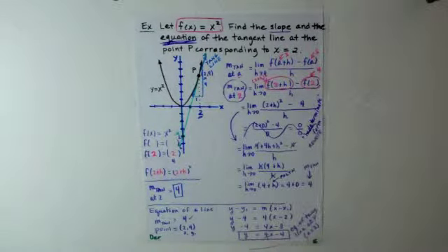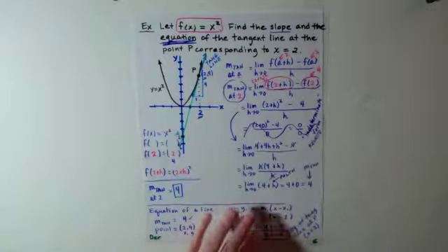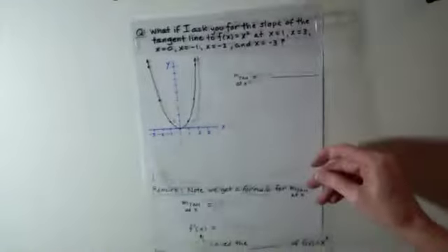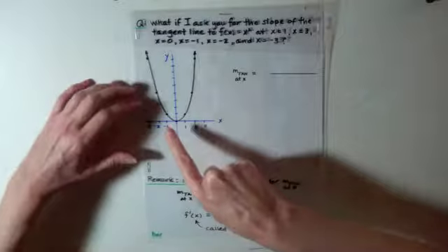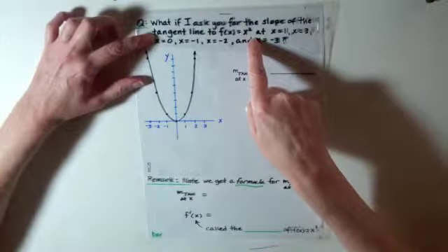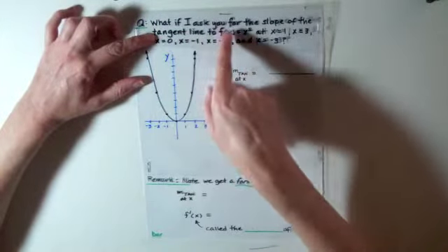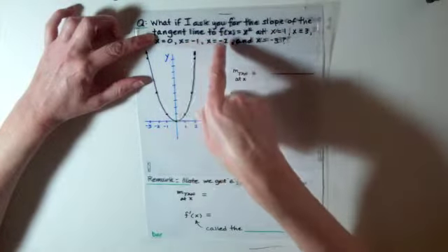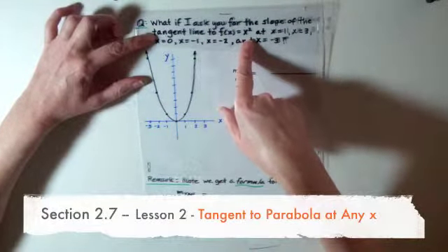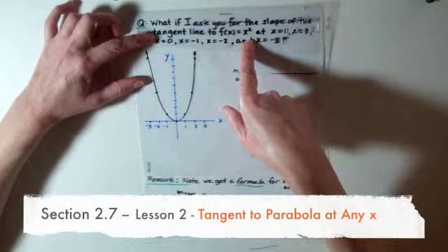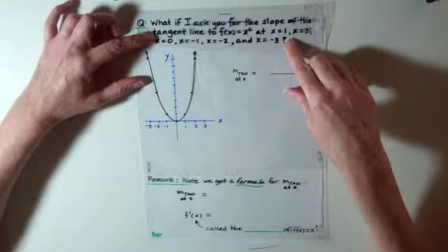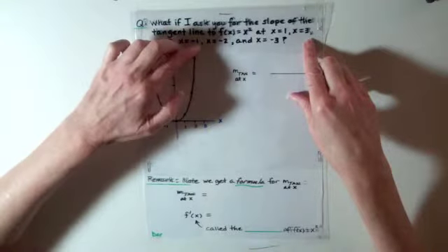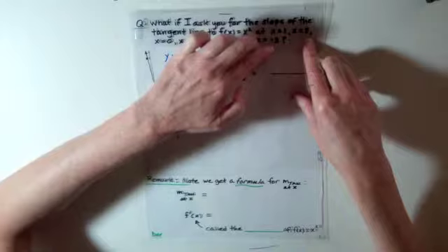Okay, great. Let's go ahead and look at this same function, f of x equals x squared. And now the question is, what if I ask you for the slope of the tangent line to our same parabola, but at a bunch of different x values? So instead of just at x equals 2, I'm going to ask you to find the slope at 1, at 3, at 0, at negative 1, at negative 2, at negative 3.